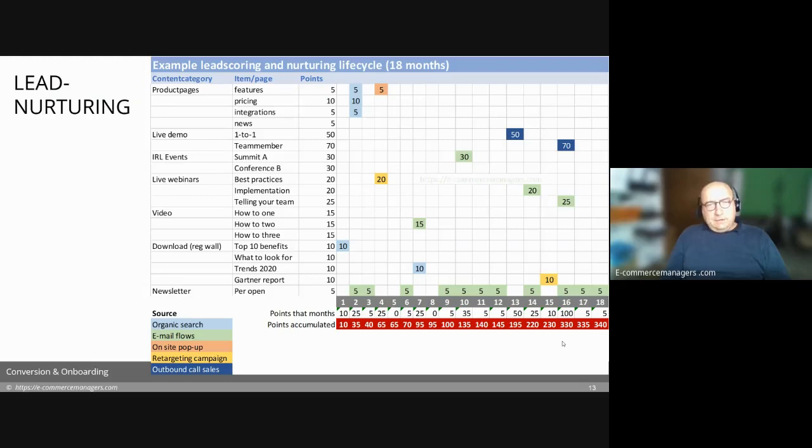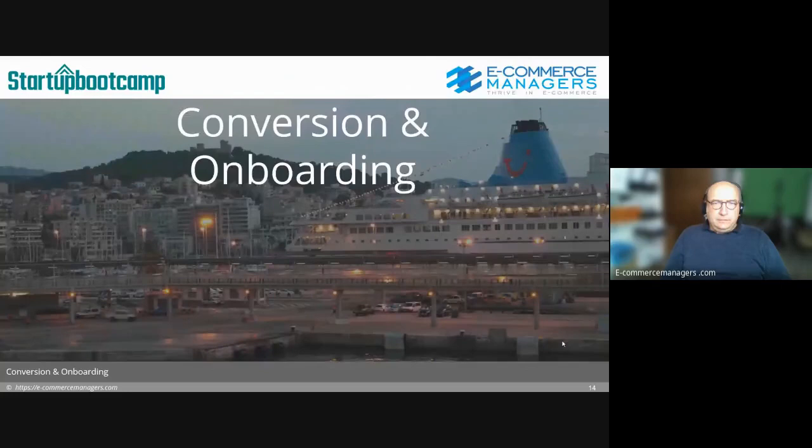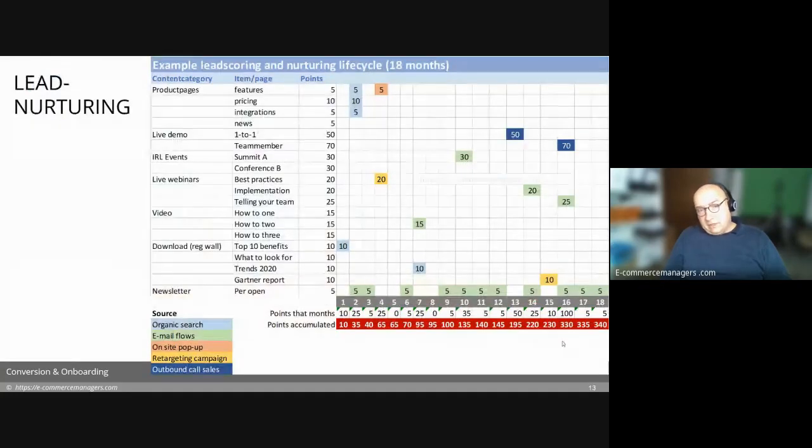Lead nurturing and lead scoring: here an 18-month cycle, and different traffic sources are the colors. When a prospect does something and engages with you or your people or your content, you give them points. That's why you need your Google Analytics in the right configuration or your marketing automation platform, so you can see where they are, and when to engage with them and when not, and through which channel.